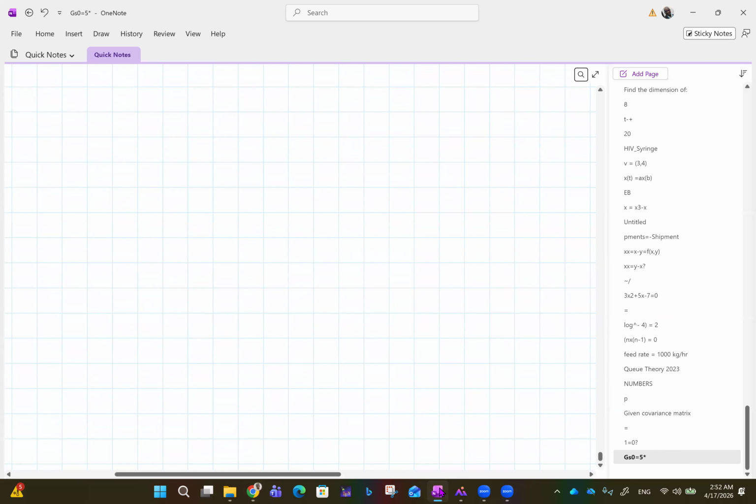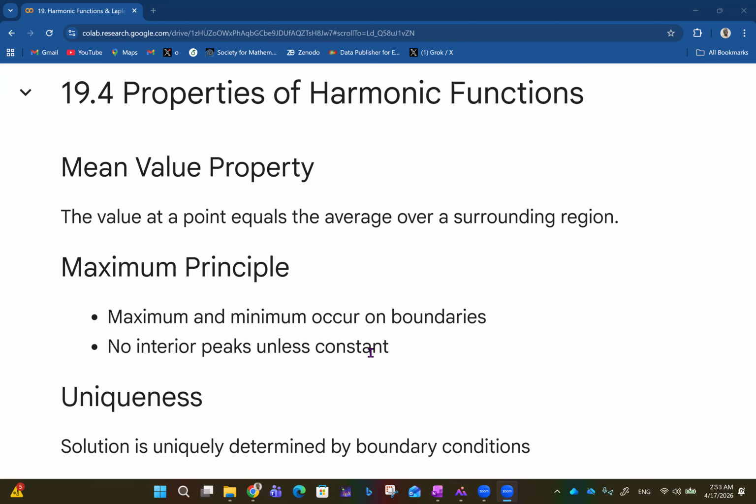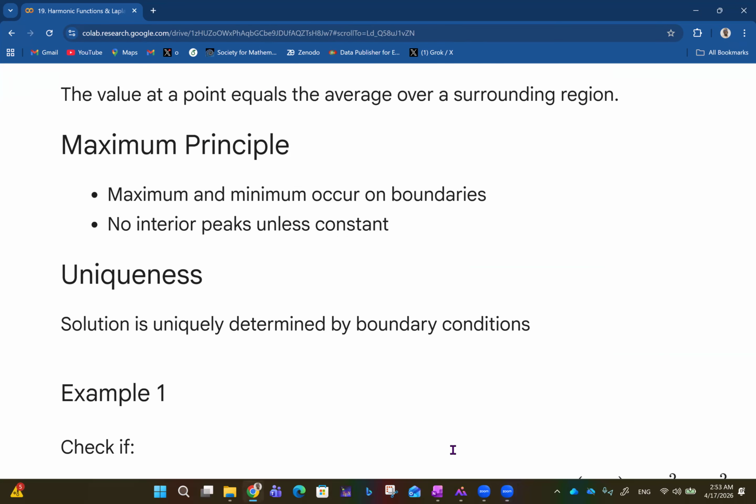Then we have the maximum principle. The maximum and minimum occur on boundaries. So no interior peaks unless constant. The interior is usually like an average of everything else. So at the exterior, at the boundaries, you have maximum and minimum points. Then for uniqueness, the solution is uniquely determined by boundary conditions.